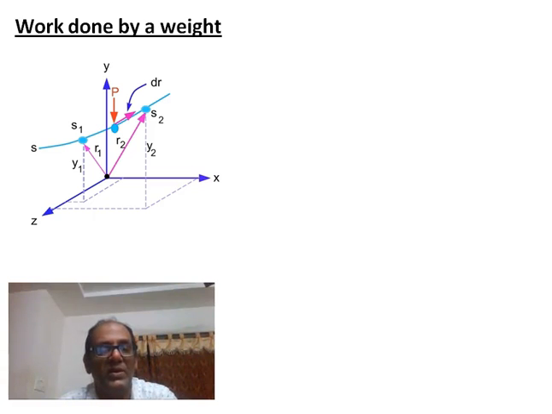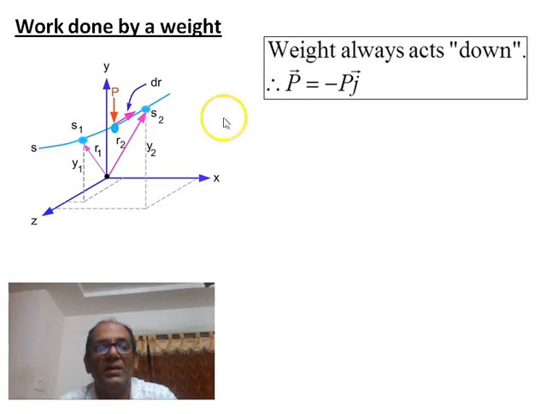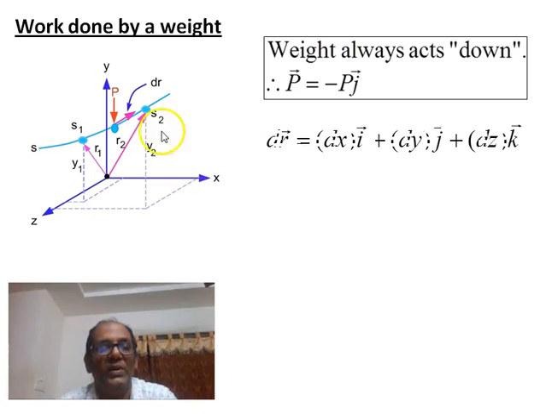Given this setting, we'll try to compute the work done by the weight. Note that this P bar, the vector representing the weight, is going down, whereas the unit vector j bar is going up. So we say this P bar is minus P j bar, where P is the magnitude of the vector. And when the particle moves a short length dr bar, we express dr bar as dx, dy, dz components along i, j, k directions.